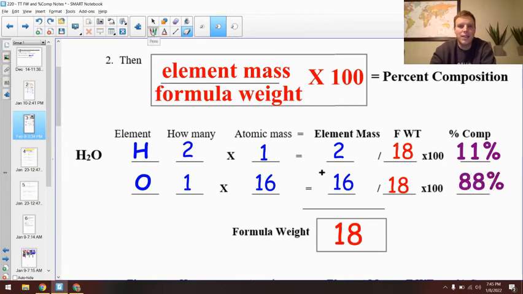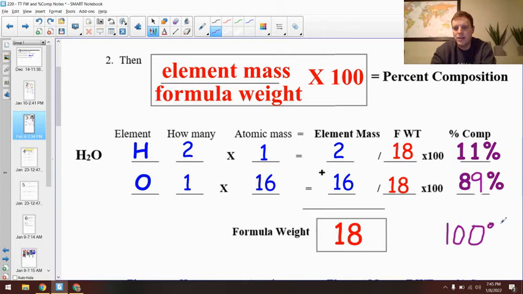And actually, that shouldn't say 88. That should say 89 if we're rounding to the closest whole number, because it's 88.88 repeating, I want to say. And so there you go. Now, these two numbers should basically always add up to 100%. Okay, so 11 plus 89, if you want to double check yourself at the end, does add up to 100%, and we are good to go.